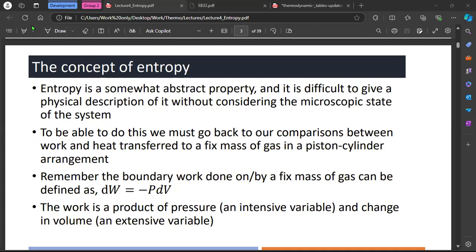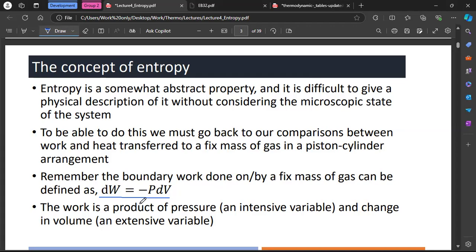So remember when we were talking about our first law and we were looking at work being done, we said that the change in work we can relate to minus PdV, right? The boundary work. If you look at this, this is a product of pressure and change in volume. Pressure is an intensive variable, volume is an extensive variable. So the change in work is equal to minus PdV, an intensive variable pressure multiplying an extensive variable volume. And we are keeping the pressure constant.